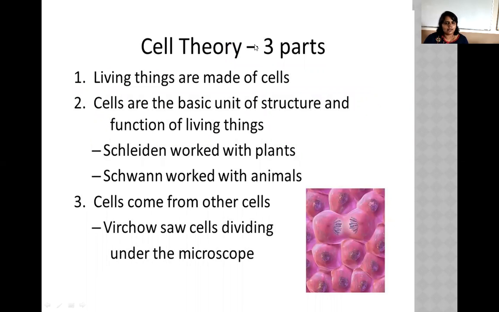Later, the cell theory came into limelight. It said that living things are made up of cells. Cells are the basic structural and functional units of living organisms. The first two proposals were put forth by Schleiden and Schwann, who worked with plants and animals. Later the third proposal was made by Rudolf Virchow. When he saw the cells dividing under the microscope, he stated that cells arise from pre-existing cells.